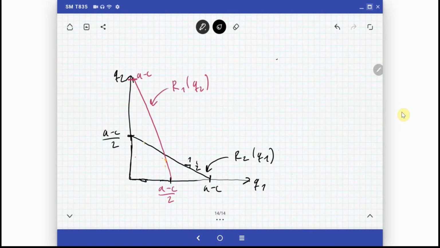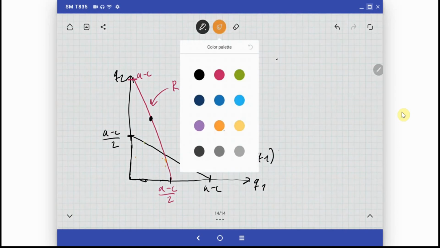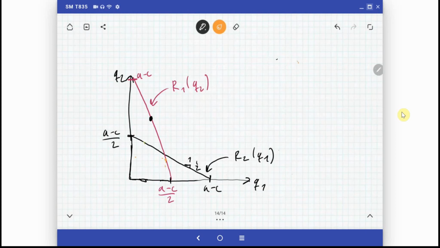Now suppose that we take a point on the line, on one of the lines. For example, let's suppose that we take this point. The question is, is this a Nash equilibrium? And again, the answer will be no, because let's first ask player 1. Given that player 2 produces this quantity, are you producing the correct quantity or do you want to deviate? Player 1 says, yes, I'm producing the correct quantity, I do not want to deviate. So player 1 is actually happy. Player 1 is producing the optimal quantity, given that player 2 produces this quantity.